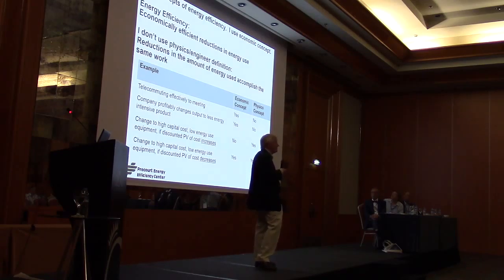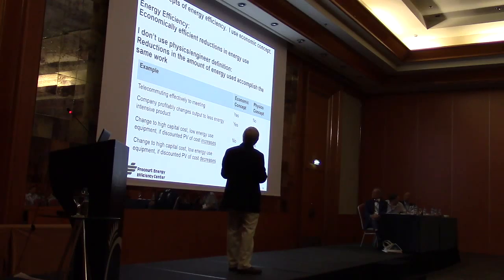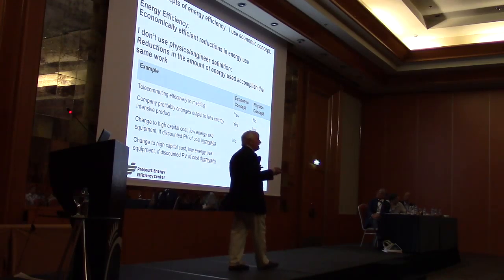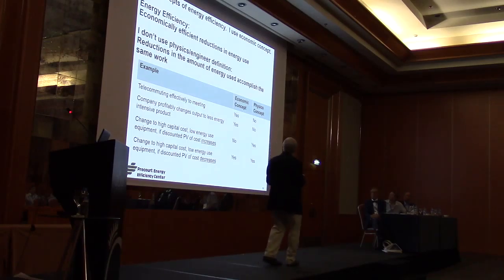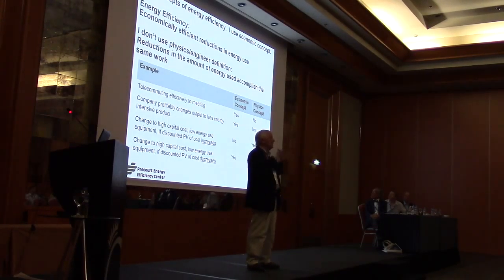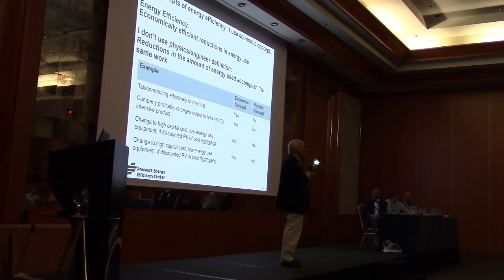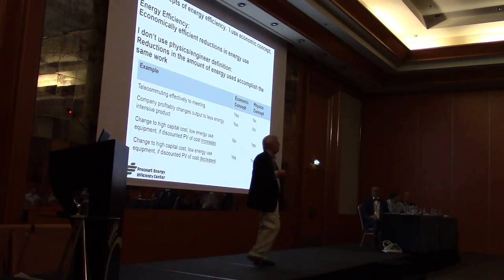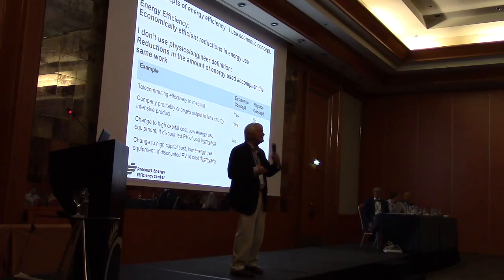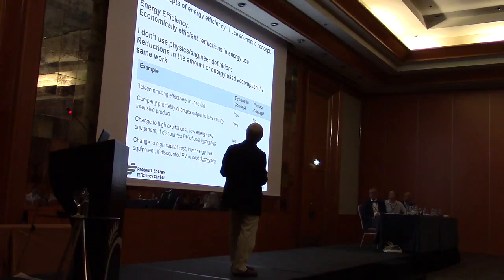That's a physical definition. As an economist, I don't think that's a useful definition. I talk about economically efficient reductions in energy use. So if you're telecommuting to a meeting, and you get all of the same function from it, but use a lot less energy, and you did it because it's worth your while to save the cost of the trip, that's energy efficiency from my point of view, and I'm going to use that concept. It's more of an economist concept rather than a physicist concept.